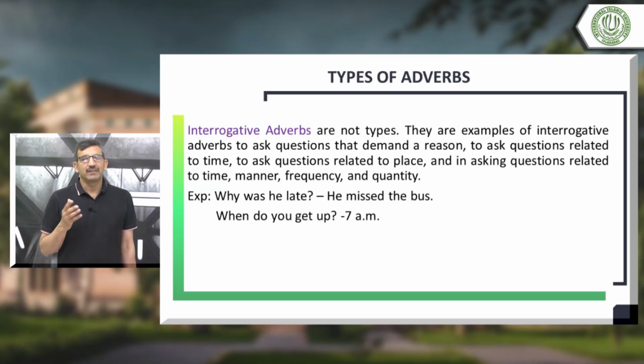The next type are interrogative adverbs. Usually the interrogative adverbs are not considered a type of adverb. They are used to ask questions that demand a reason, questions related to time, questions related to place, and questions related to manner, frequency and quantity. For example, why was he late? He missed the bus. So, why, when, these are the interrogative adverbs.